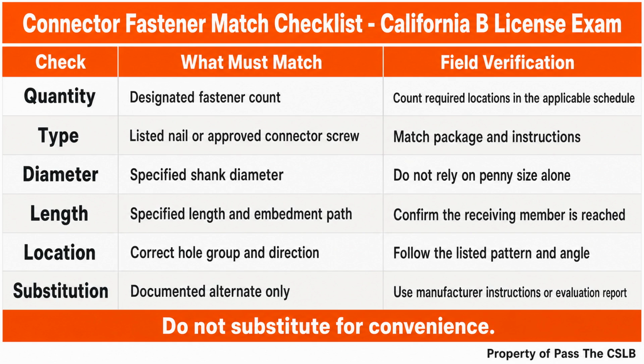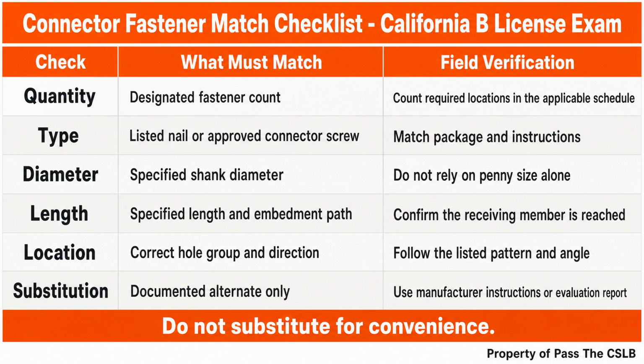I use a simple memory connection: hardware, holes, and handbook. Hardware means the correct connector. Holes means the required fasteners are present in the required locations. Handbook means the manufacturer instructions and evaluation report control the installation. That phrase is not a substitute for reading the instructions. It is a fast field reminder to stop a casual substitution before it becomes concealed rework.